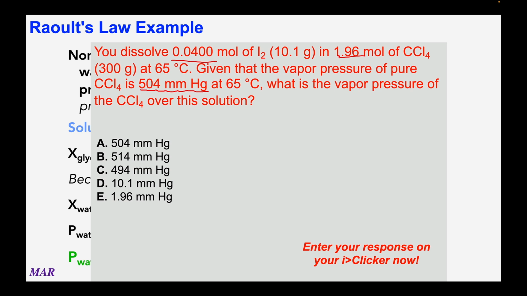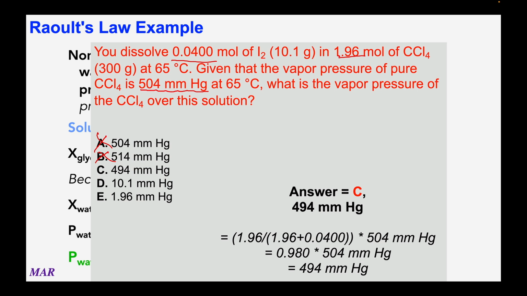Now, before we start, though, the final vapor pressure of the solvent in the solution will be a number less than 504. So right away, you don't have to worry about A or B. A would be the vapor pressure of the pure solvent, but we have a solution. It's going to be lower. And 514 is a greater number than 504, and that doesn't happen by anything known to chemists. It's always going to be a value less than. Now, 10.1 and 1.96 seem pretty small to me, so my money here would be on 494 millimeters of mercury. Do the math to make sure. But if you do that, lo and behold, of course I knew what the answer was. I'm the instructor. But anyway, the answer, sure enough, C, 494 millimeters of mercury.